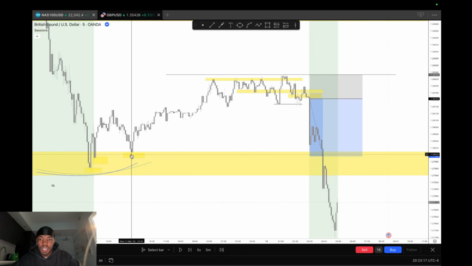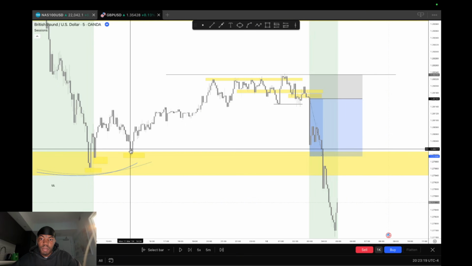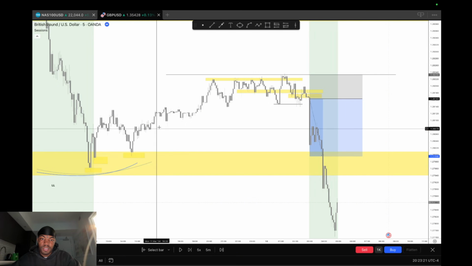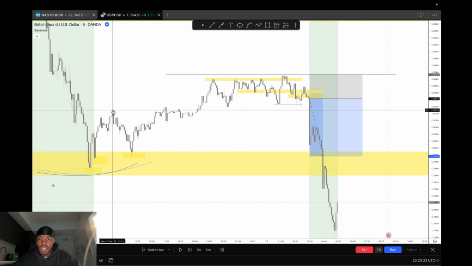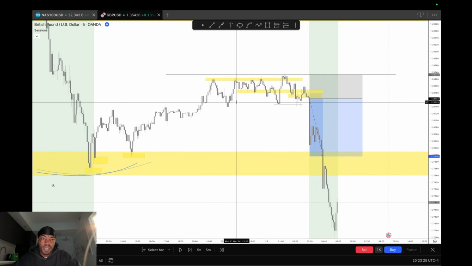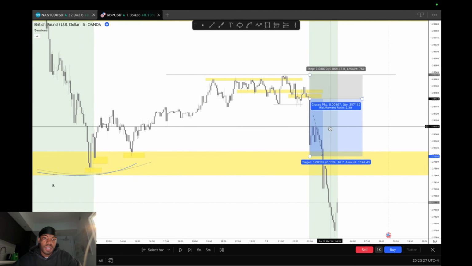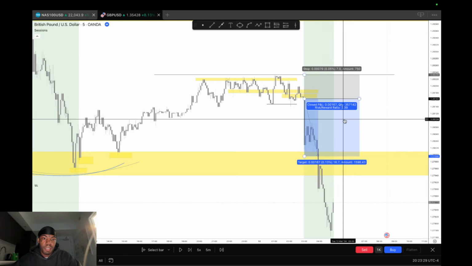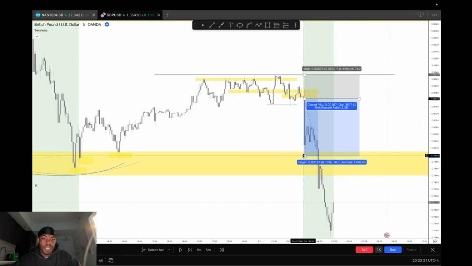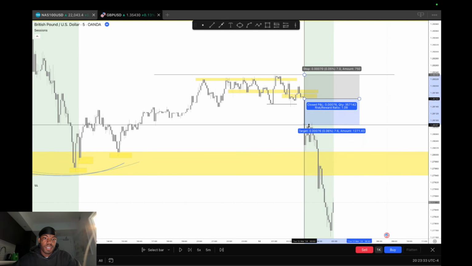So overall, I'm just looking at the level, determining if buyers are sitting here or sellers are sitting here. Obviously, buyers are sitting here and sellers are sitting here to push price down. So I'm overall looking at the reaction and then playing based off that. But that's just a simple trade that you could have taken throughout the whole London session.